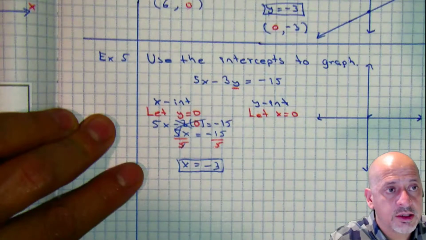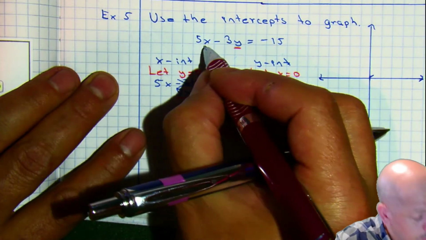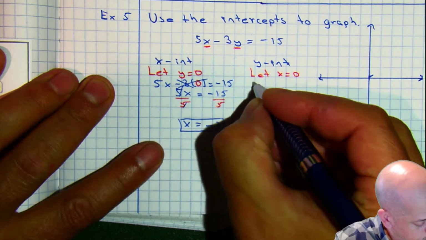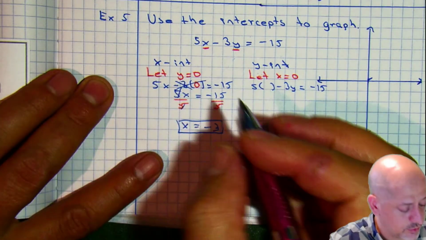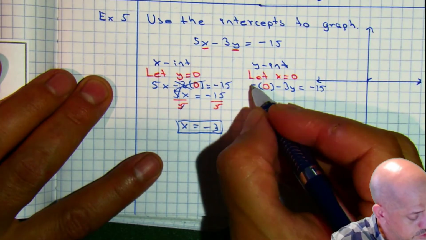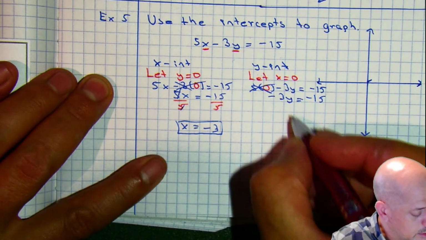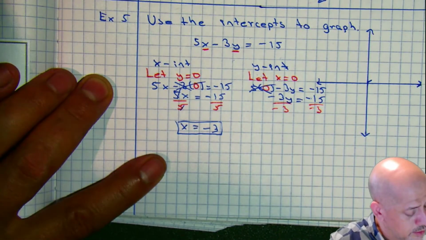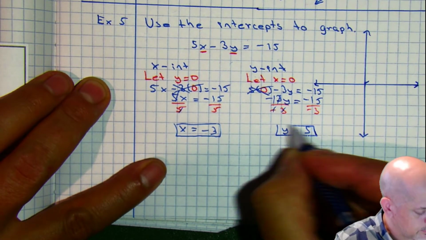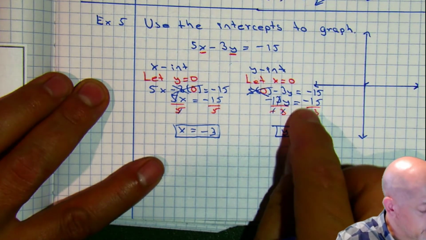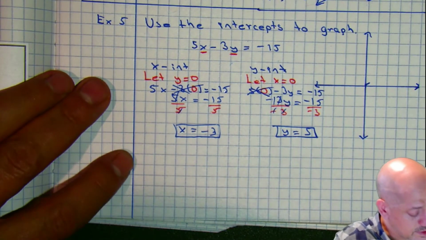Now I need to find my y-intercept. I'm going to plug in a 0 for the x. So we have 5x minus 3y equals negative 15. 5 times 0 is 0, so that cancels. Negative 3y equals negative 15. Divide by negative 3. My 3s cancel, my negatives cancel, so therefore y equals positive 5. Remember, negative divided by negative gives me a positive. But you do need to write them down as a point.